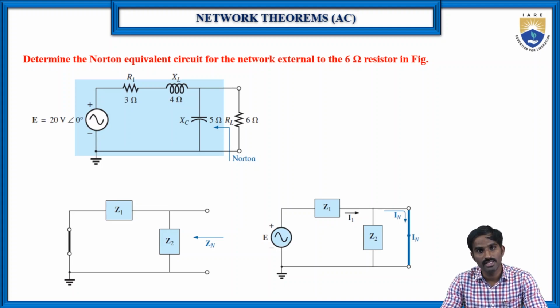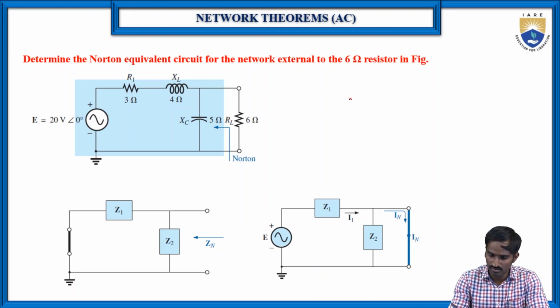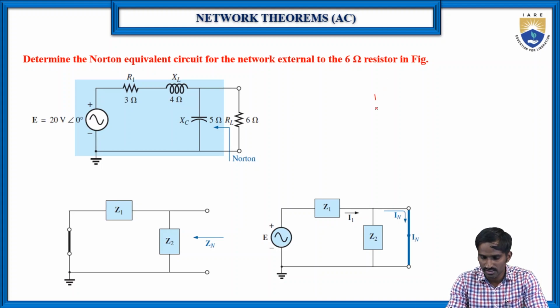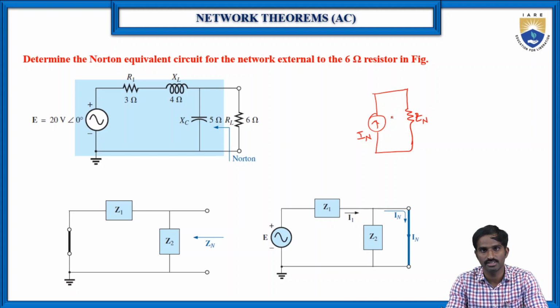Okay, then the equivalent circuit for this is drawn the same way. Here is the Norton's current IN, in parallel with ZN, the Norton's impedance, and this is the resistance RL.